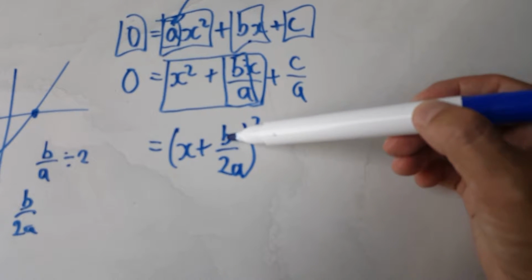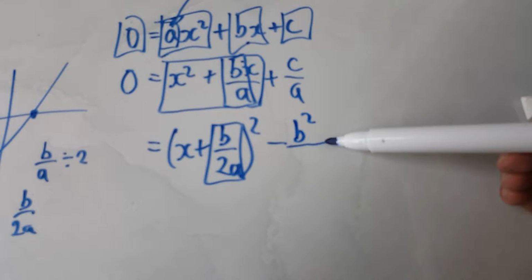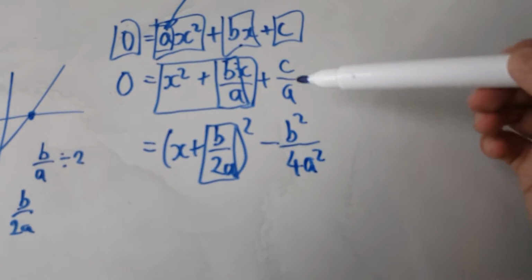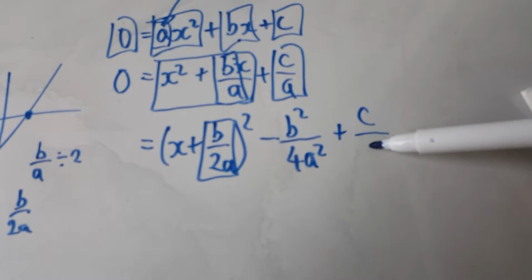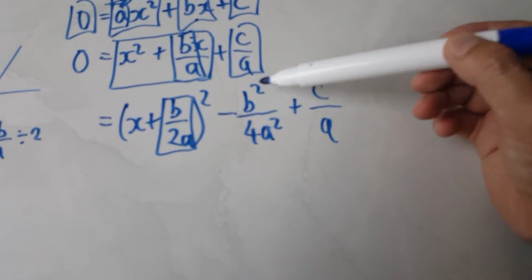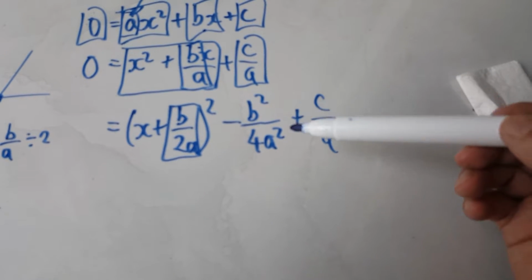and then you take away the rubbish. The rubbish will be this thing squared, so it will be b squared over 4a squared, and then you carry this block down. Now these two blocks are just numbers, so let's merge them together. They're just constants, so merge them together.